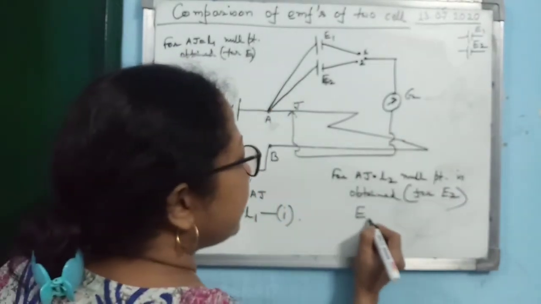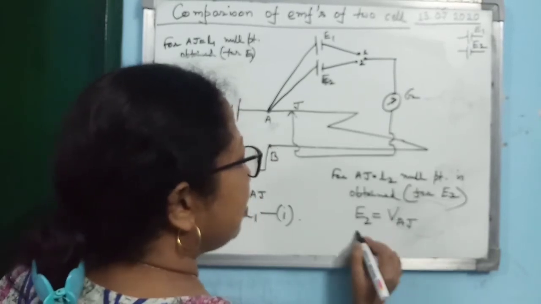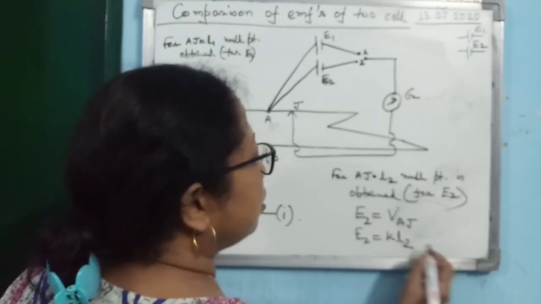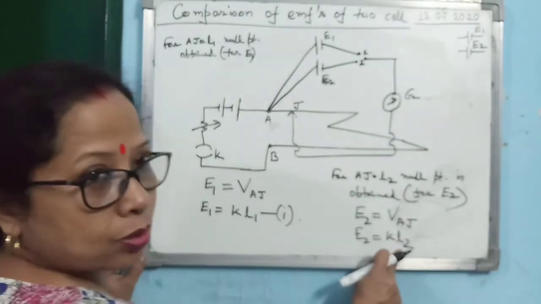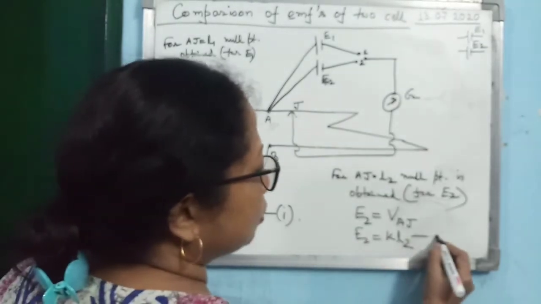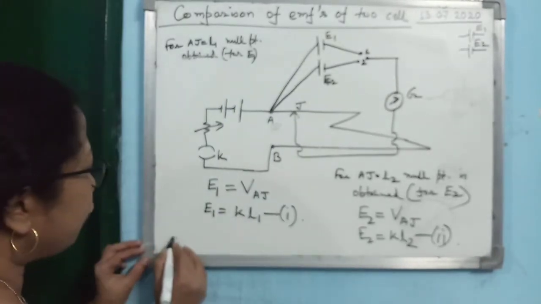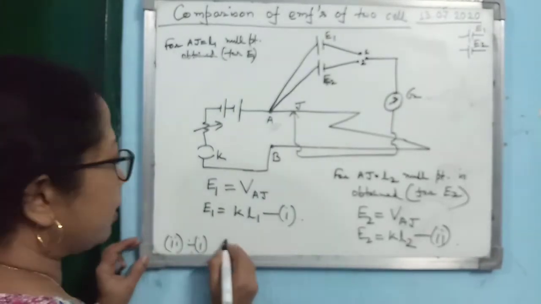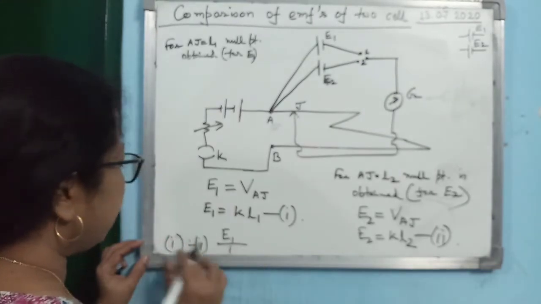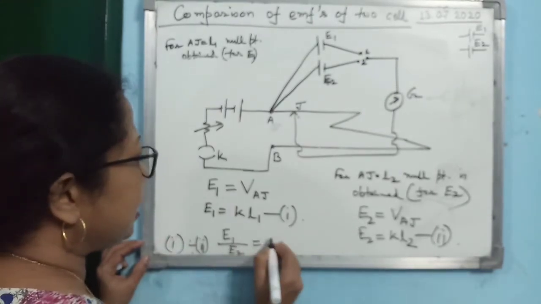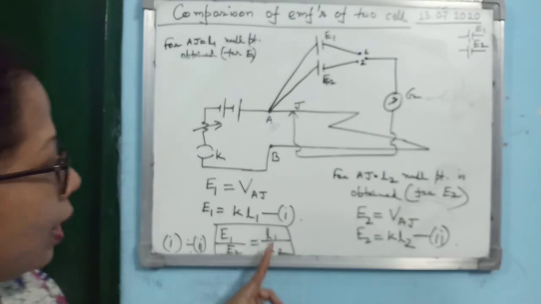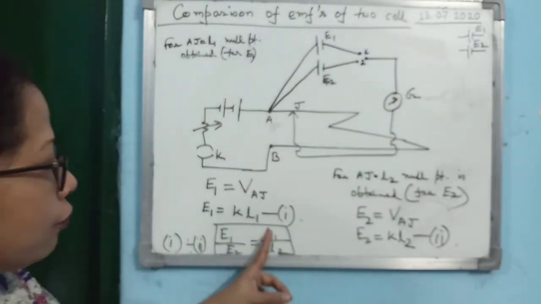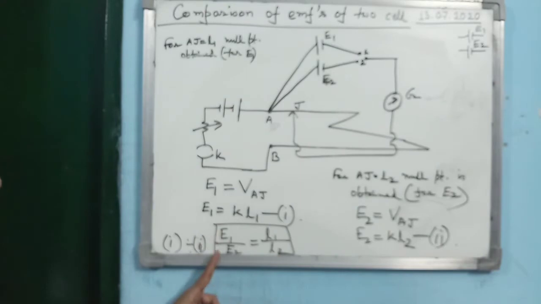So what can you write? E2 will be equal to VAJ, means E2 will be equal to K into L2, because V is proportional to length. So V will be some constant into length. So you can write E2 is K into L2. This is equation 2. Now if you divide equation 1 by 2, what are you getting? E1 by E2 will be L1 by L2. K will be cancelled. So here you see L1 and L2 you have determined experimentally. So after putting the values here, you can get the ratio of E1 and E2.